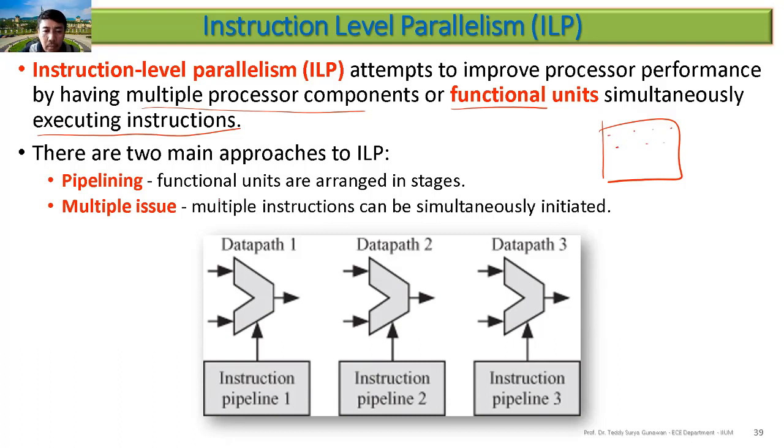So there are two main approaches to instruction level parallelism. The first one is pipelining, where functional units are arranged in stages. Or you can have multiple issue, which means multiple instructions can be simultaneously initiated at the same time. Let me get the example. So what is pipelining?